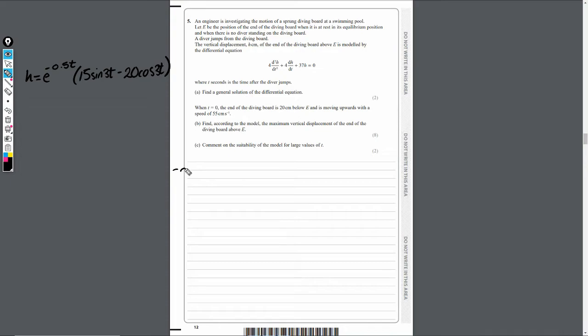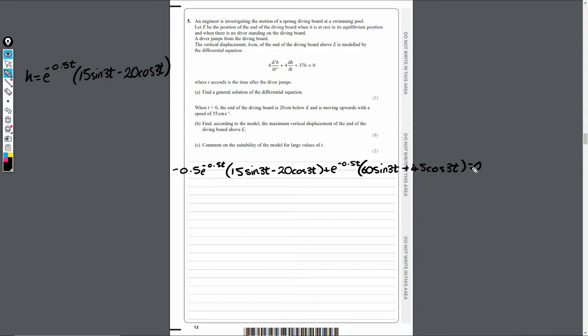So I'm going to have minus a half e to the minus a half t. And then I'm going to put my a and my b in, so it's 15 sine 3t minus 20 cos 3t, plus e to the minus 0.5t times 60 sine 3t plus 45 cos 3t. Now this is equal to 0, okay?